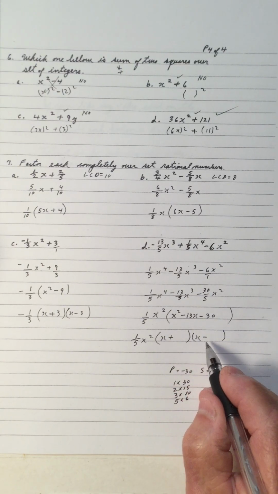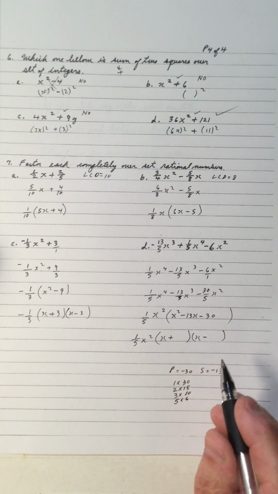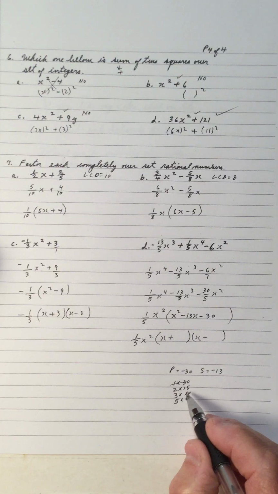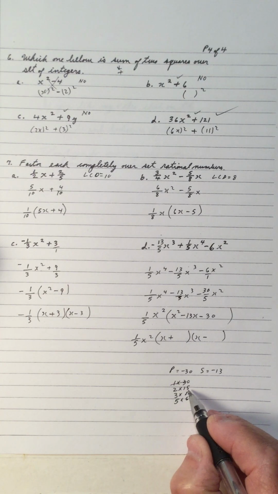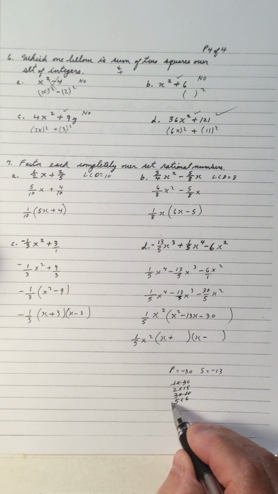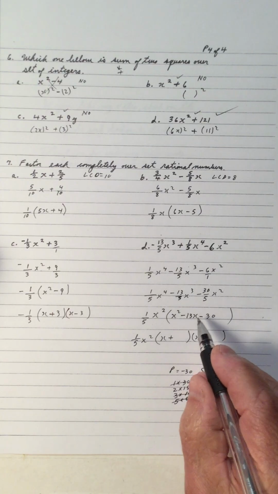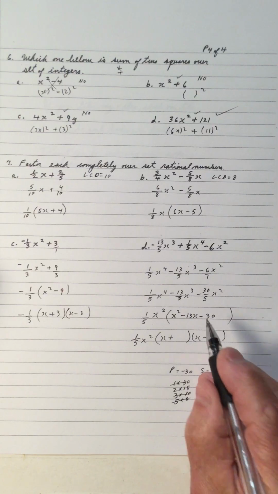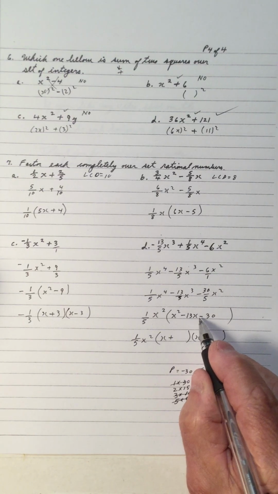So that means the factors are going to differ by 13. And which ones differ by 13? That's 2 and 15. There it is right there. 3 and 10 differs by 7. And 5 and 6 differs by 1. Remember, because the product is negative, the factors will differ. If the product is positive, then the factors would add.